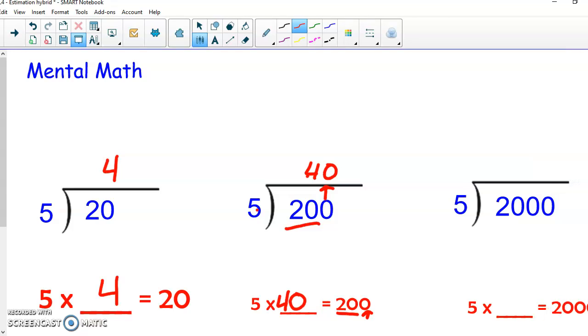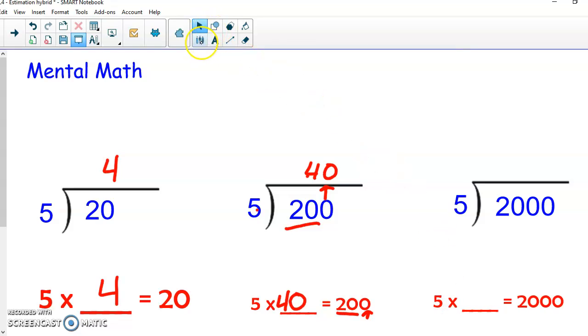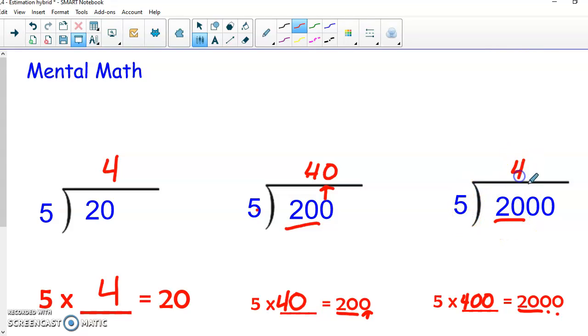We're going to extend it a little bit further here. This should say 2,000. Let me move it over a little bit if I can. So here, 5 times what number equals 2,000? Well, I have that 20 there again, so 5 times 4 is 20. And then I have 1, 2 zeros, which makes this 5 times 400. So once again, there's that 4. Bring up my 2 zeros. And 5 times 400 equals 2,000, which means that 2,000 divided by 5 is 400.